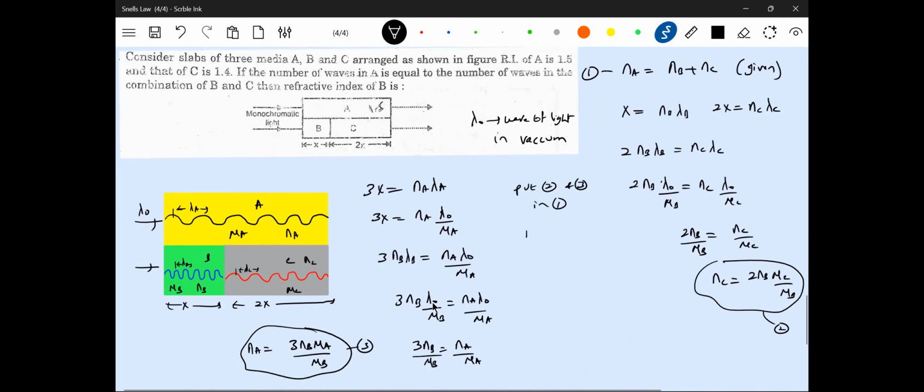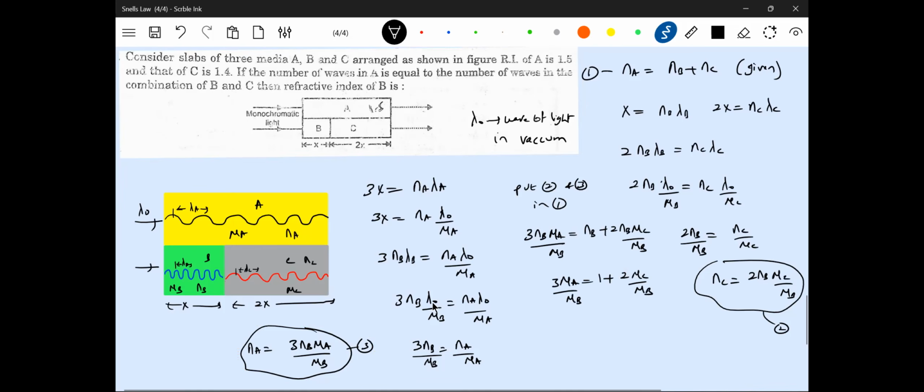So what is Na? Na is equal to 3NB by mu A by mu B. This will become NB plus, what is NC? 2NB by mu C by mu B. NB gets eliminated, so 3 mu A by mu B equals 1 plus 2 mu C by mu B.